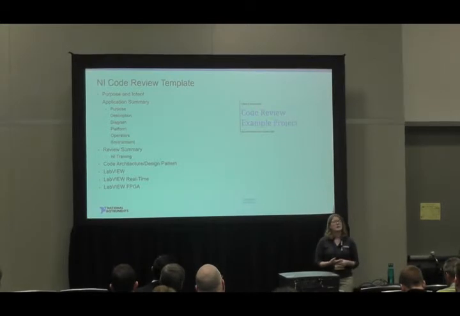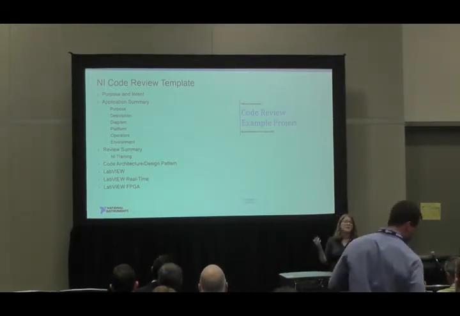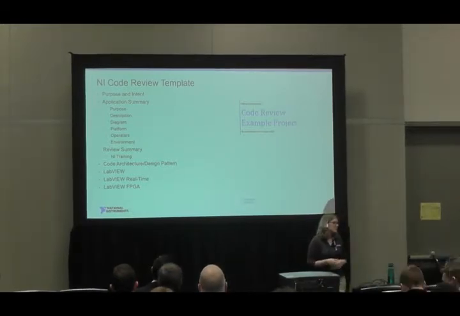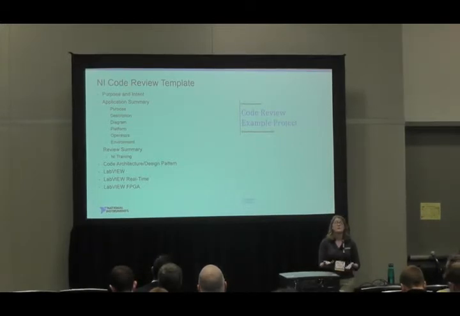So here's a look at what our template looks like for NI code reviews. It's not anything super crazy. We have a pretty basic cover page and then a few topics within it. So we cover the purpose and intent of the review. So why are we doing this code review in the first place? What are we looking for? Are we not looking for anything particular?